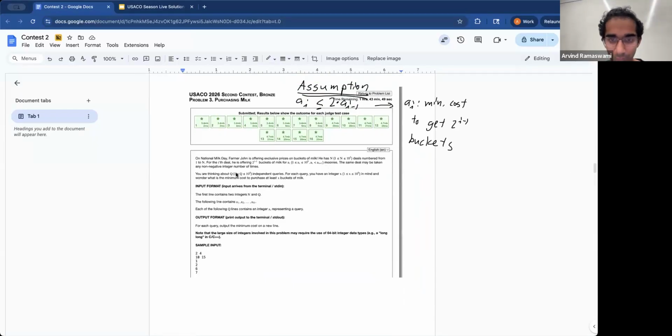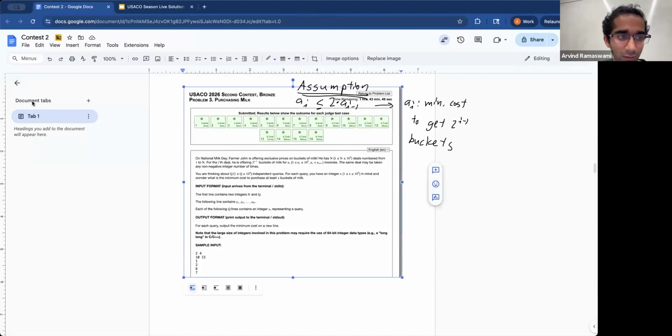Let's go back to the problem. You want to find the minimum cost to purchase at least x buckets of milk. The key thing here is at least x buckets. If it asked for exactly x buckets, it turns out that's something we can do pretty easily. So let's write x in binary.